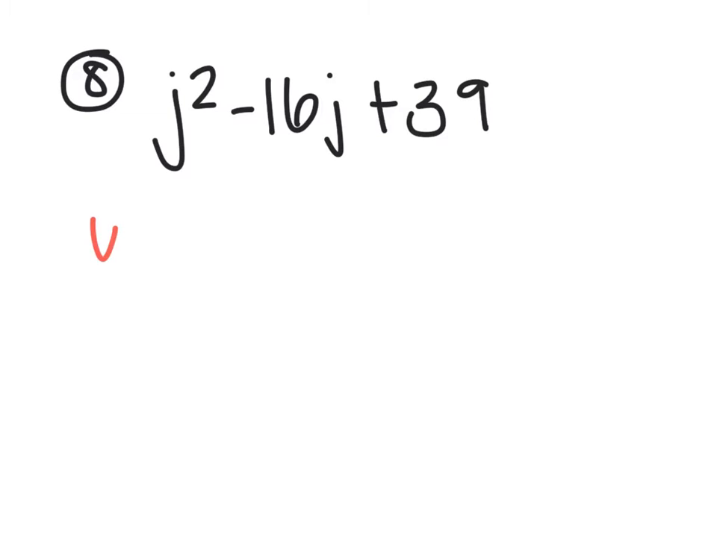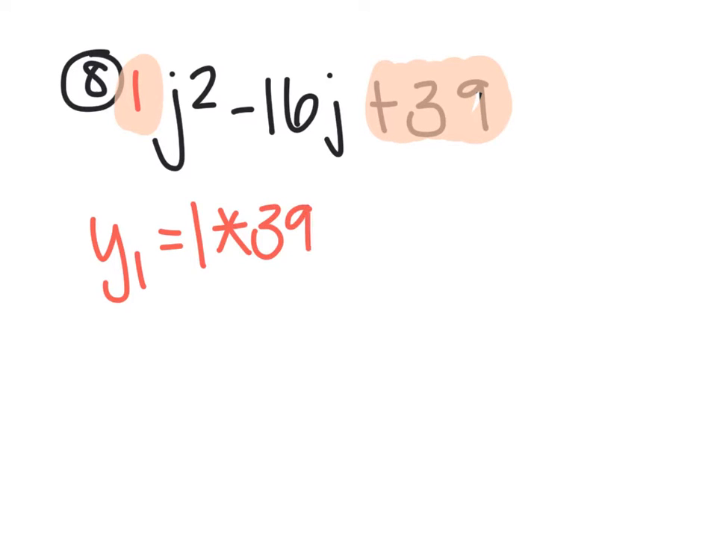So we're going to go, and in y1, we're going to type in, every time, a, which is the number in front of x squared, times c. So the number in front of x squared in this problem is a 1. So it's going to be 1 times 39 divided by x. So it's always a times c divided by x, which is what we did last time.